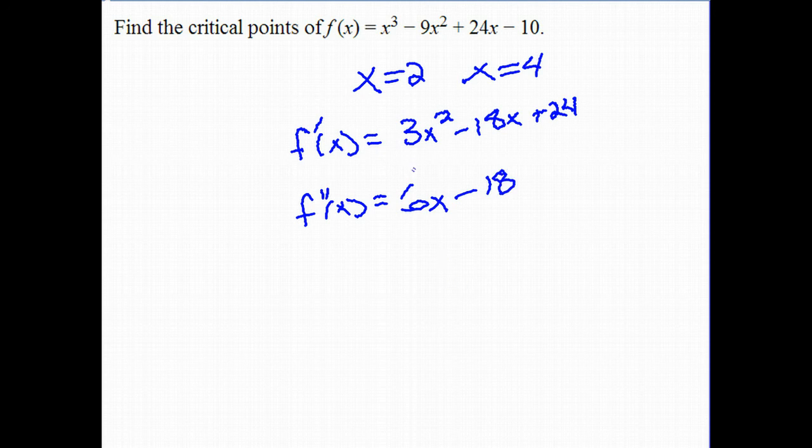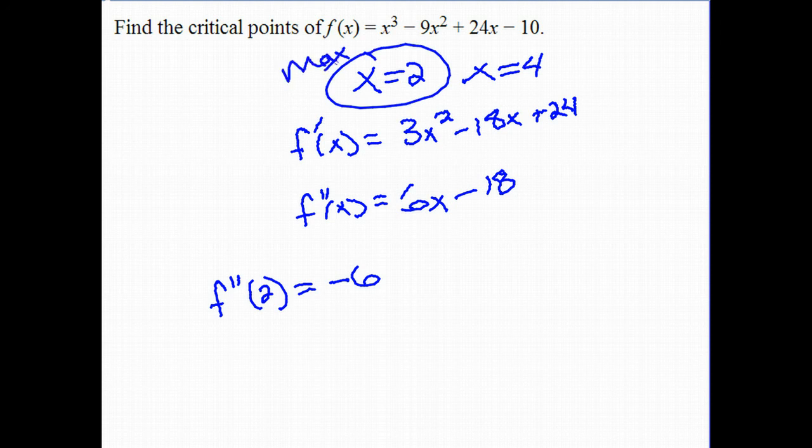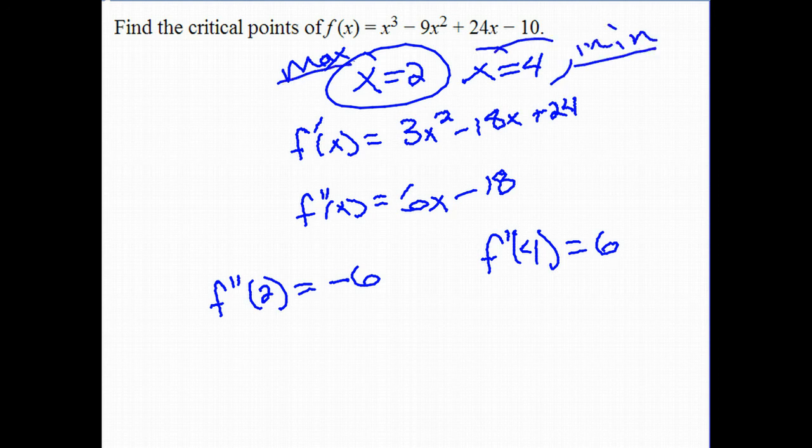And so if we want to evaluate at f double prime of 2, when we put that in, we get 12 minus 18, which is a negative 6. And so that tells us that since this is concave down, this has to be a max. And evaluate f double prime of 4, that gives us 24 minus 18, which is a positive 6. And so this has to be a min. All right, so it's a quick and easy test to see, is my critical point a maximum or a minimum?